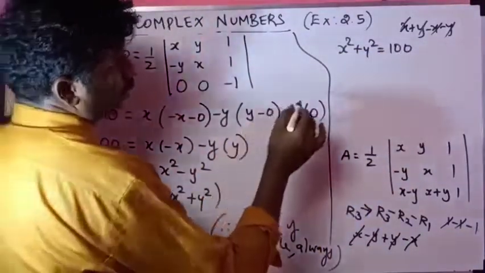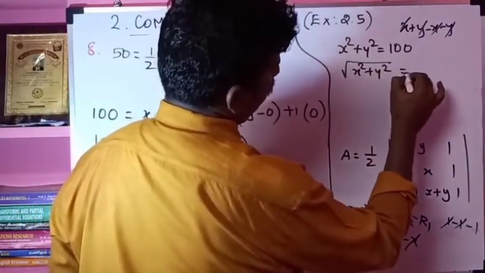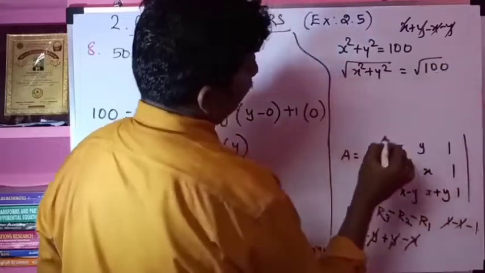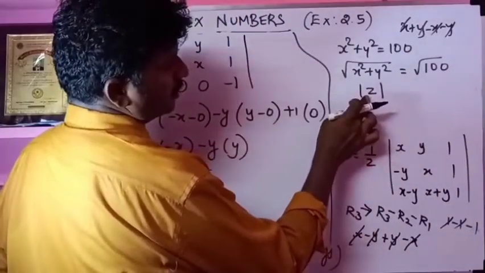ரெண்டு பக்கமும் root எடுக்கிறேன். The root of x square plus y square is equal to root 100. This can be written as modulus z. Am I right? Modulus z தான் நம்ம இப்படி எழுதுவோம்.